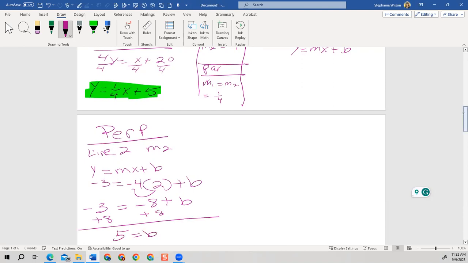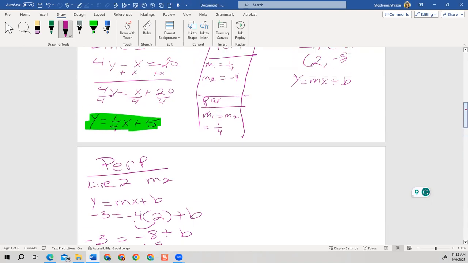So now I got what I need. I can come up here. So my perpendicular line is going to be equal to -4x plus 5. So that's my perpendicular line. Now let's solve for the parallel line.